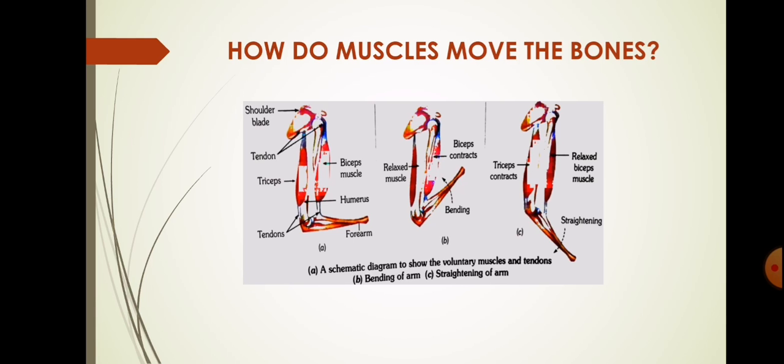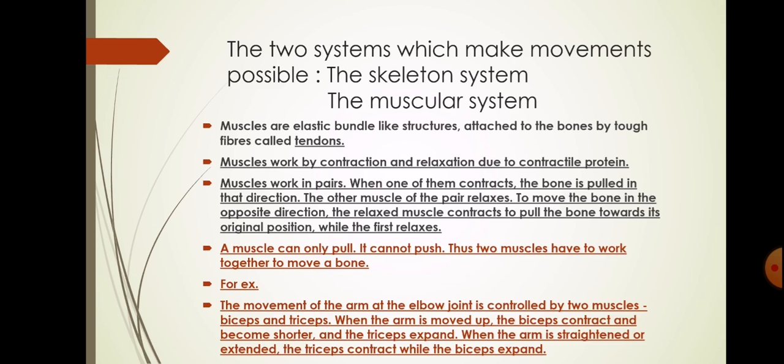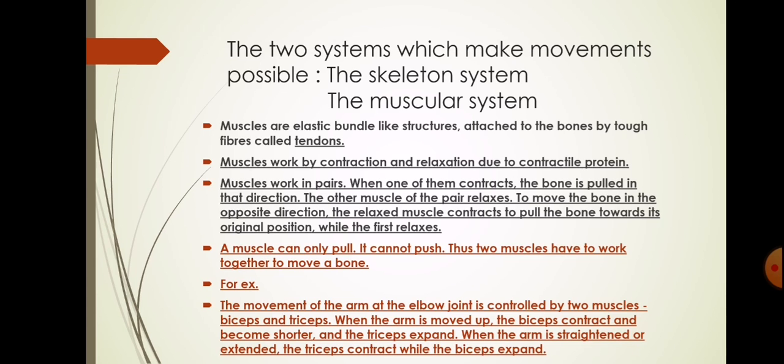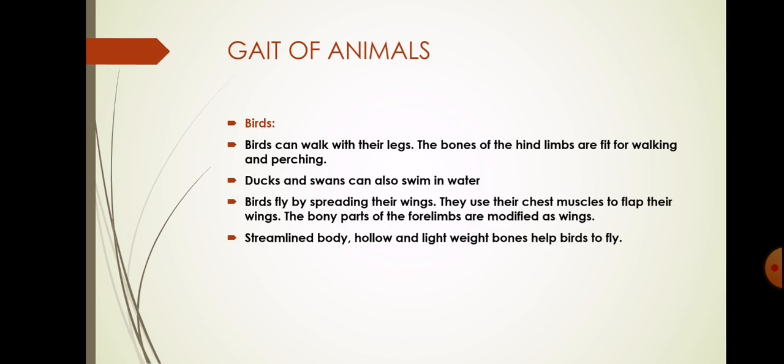Okay, understood how the movement of the muscles of our body takes place? Right? Now we'll discuss the movements of the animals. Movements of the animals means locomotion of the animals. Locomotion means the movement of the animal from one place to another.